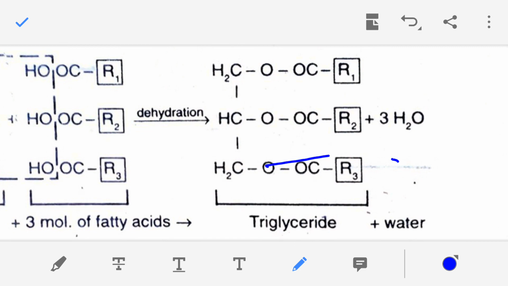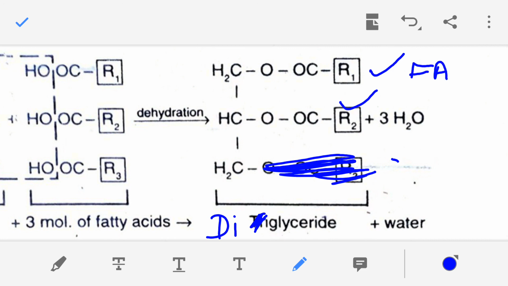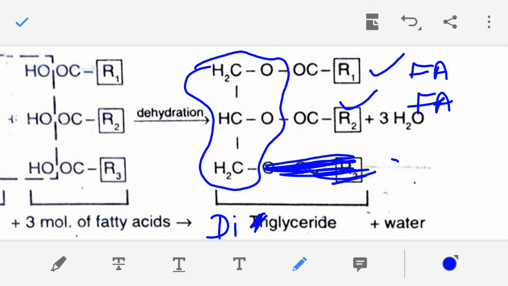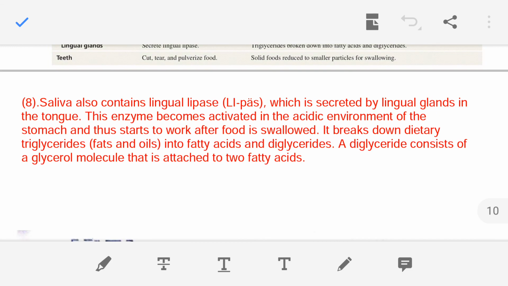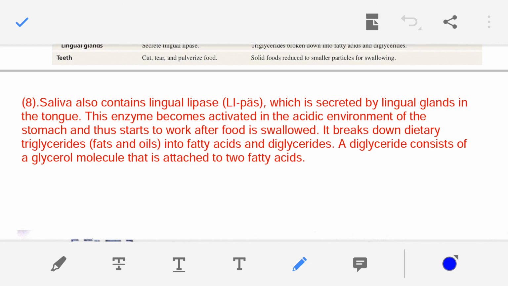So now you can understand, in the structure of diglyceride, what is there? This is a fatty acid, these are two, this one and this one. These are two fatty acids and they are joined to one glycerol molecule. So this is regarding the action of lingual lipase enzyme, and how this lingual lipase enzyme digests the fat or the oil in the stomach. So this is the eighth point of our discussion.